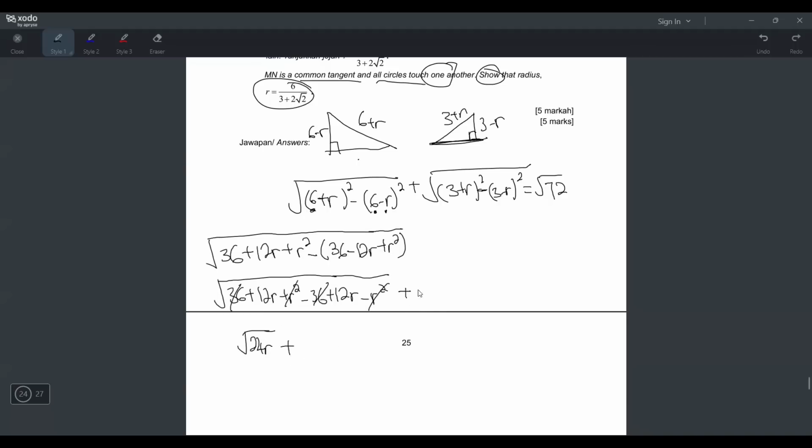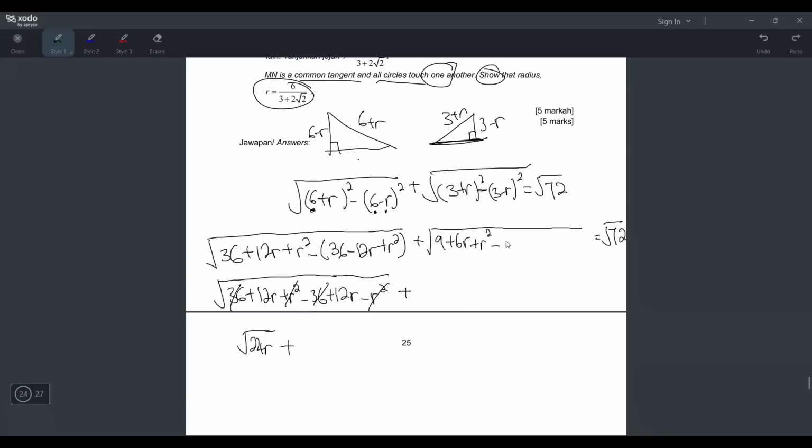I still have to plus with this one, right? Okay, this one just repeat the same process lah, like just now, right? And then equals square root 72. Okay, expand this. How to expand? First you take 3 square, and then you take 3 times R times 2, and then you take R square. Okay, 3 square is 9. 3 times R times 2 is 6R, and then R square is R square, right?